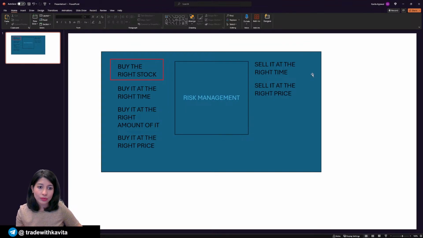To be honest, the right side of the screen, selling at the right time and selling at the right price, is something that I am also working on improving in myself. But what I've seen, the more I talk about things, the more I learn through all of you. So let's get into the discussion of how do you know which is the right stock to buy?